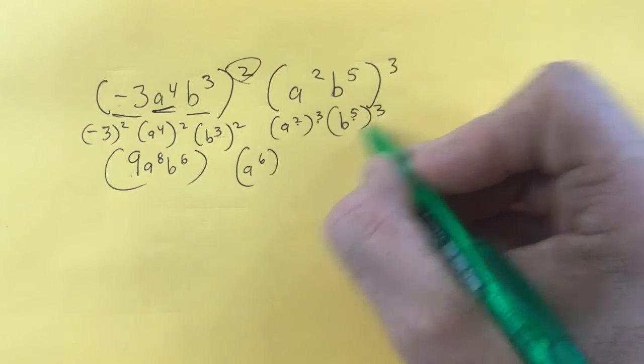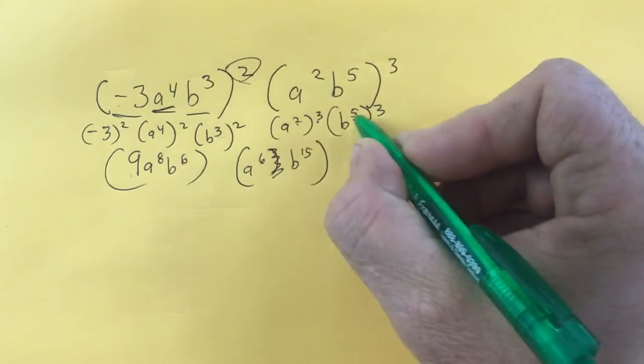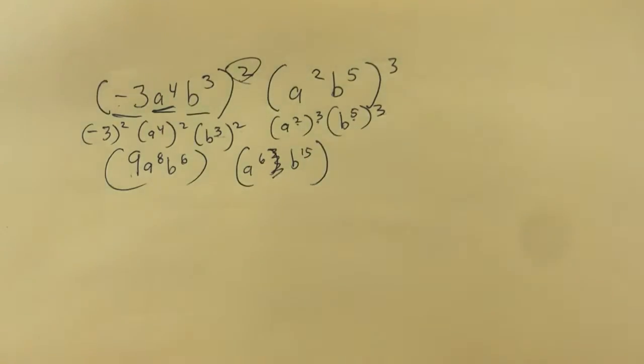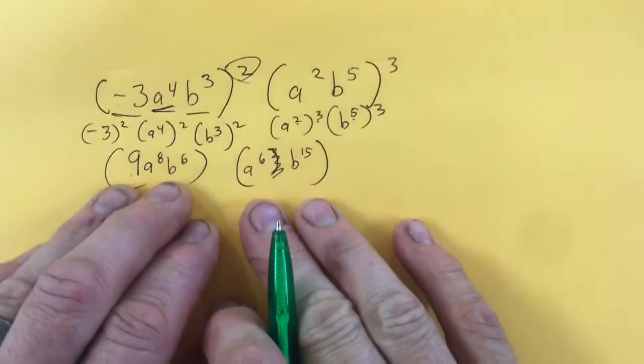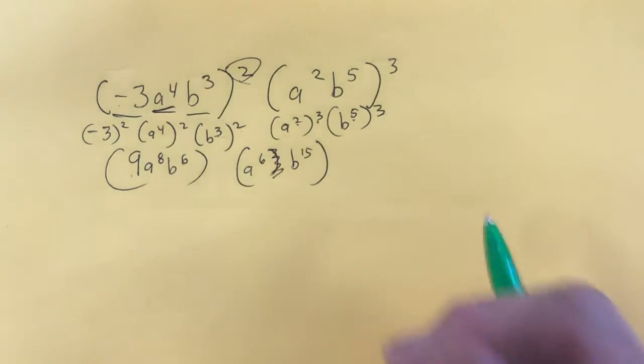And then b to the 5th to the 3rd, I didn't mean to do this parenthesis. It's going to be b to the 15. 5 times 3 is 15. Okay? Now we've got these exponents gone from outside. And now I can multiply them together.